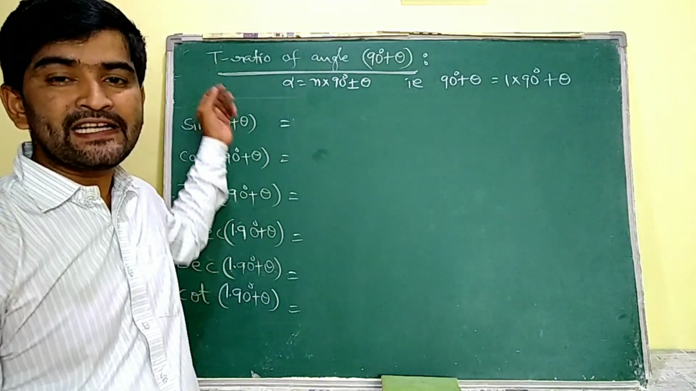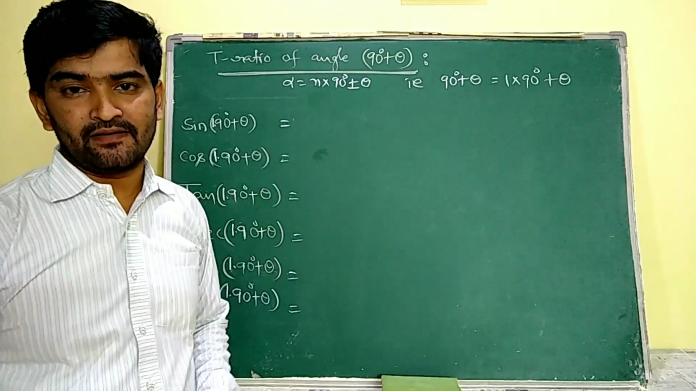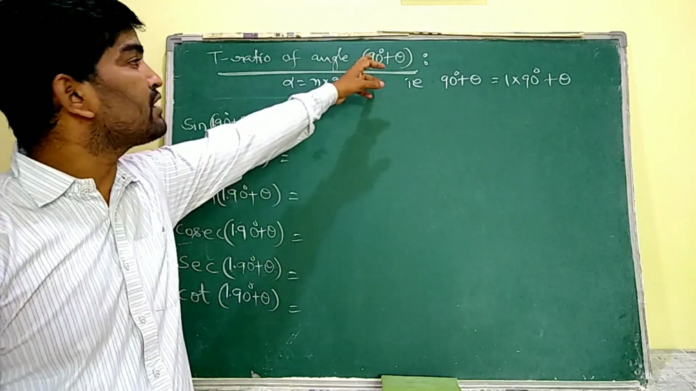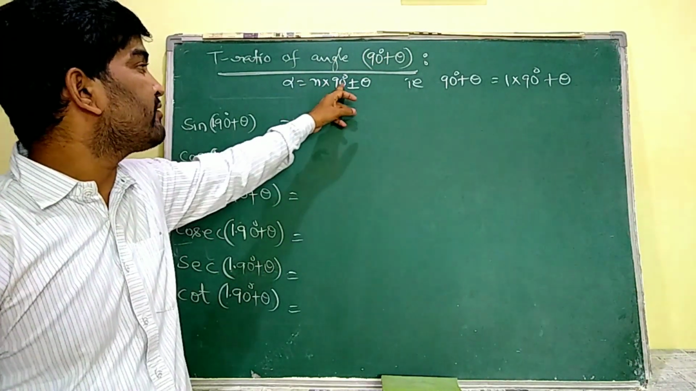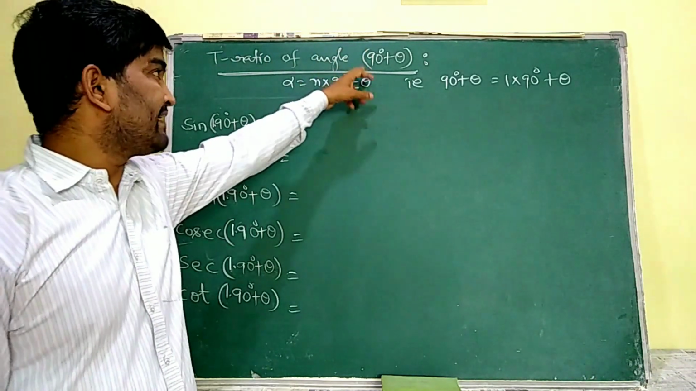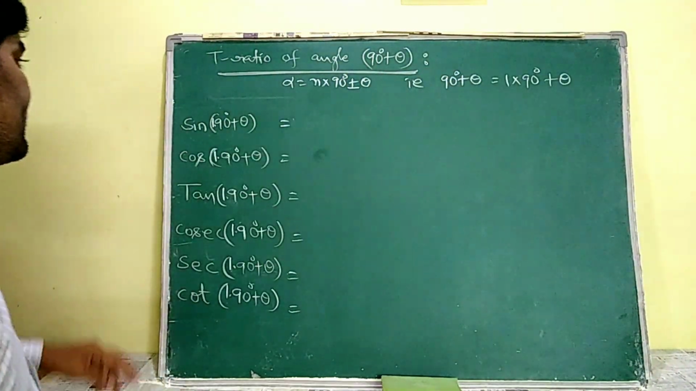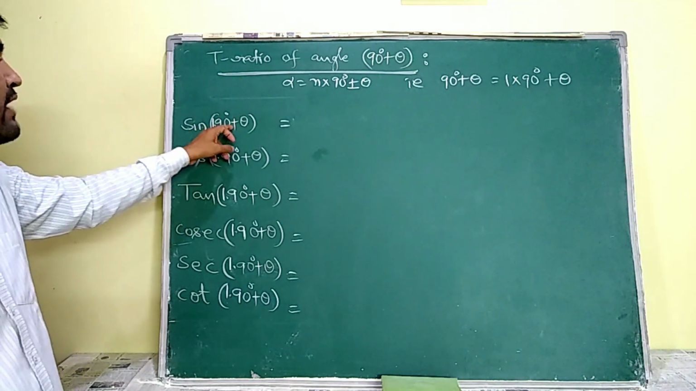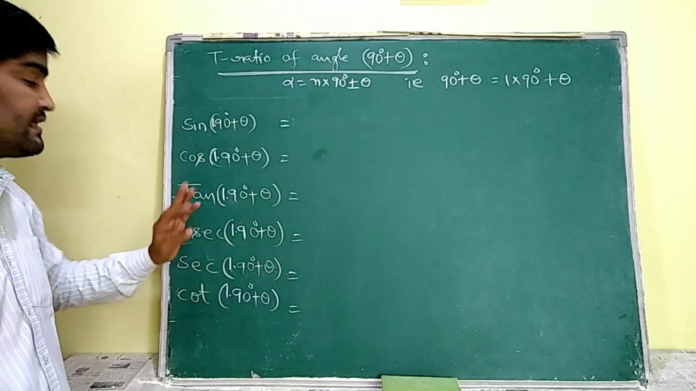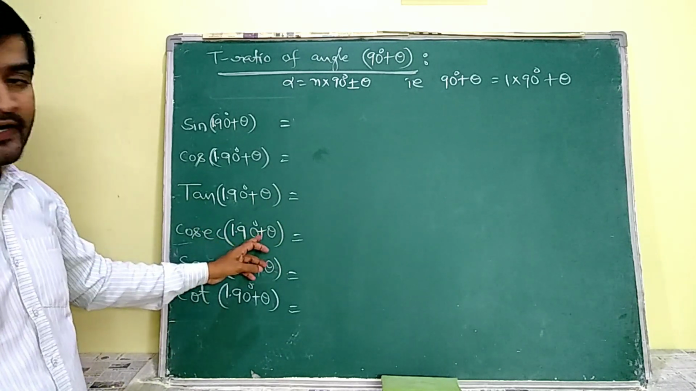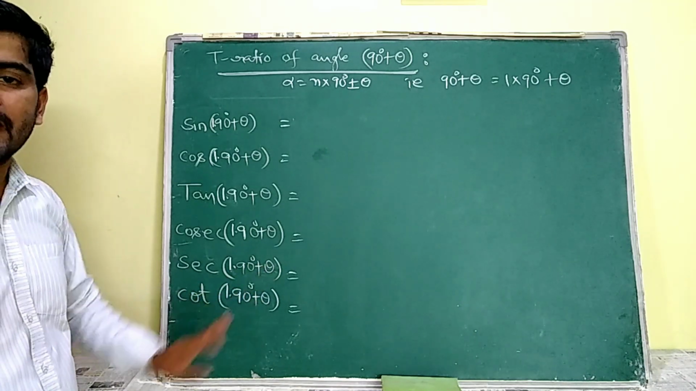Now we will discuss the trigonometric ratios of angle 90 plus theta. As we know, we have to convert the given angle into this form: alpha is equal to n into 90 plus or minus theta. That is, this 90 plus theta is expressed as 1 into 90 plus theta. So sin 1 into 90 plus theta, cos 1 into 90 plus theta, tan 1 into 90 plus theta, cosecant 1 into 90 plus theta, secant 1 into 90 plus theta, cot 1 into 90 plus theta.